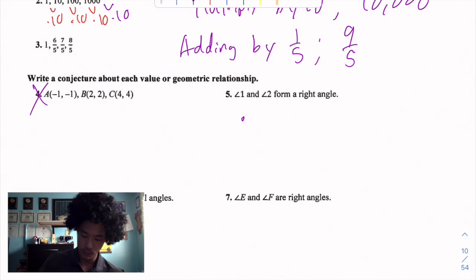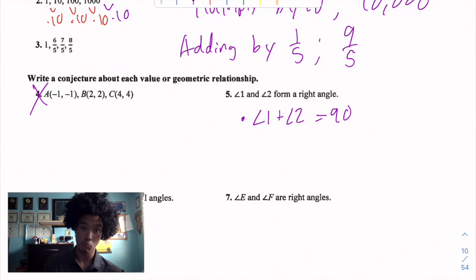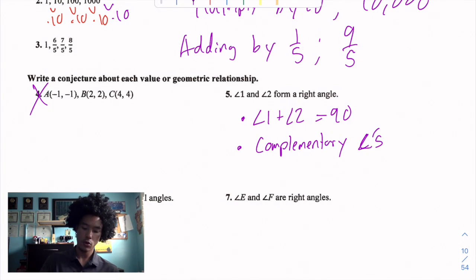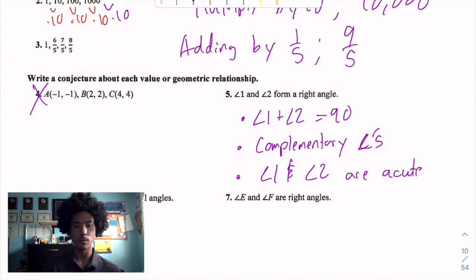There's a couple things you could assume. That would mean angle 1 plus angle 2 is 90 degrees, right? Another true statement. There's also something that starts with a C. Angle 1 and 2 are also complementary. Boom. They're complementary angles. What else can we assume? Angle 1 and angle 2 are acute. Boom. Okay, they're acute angles.